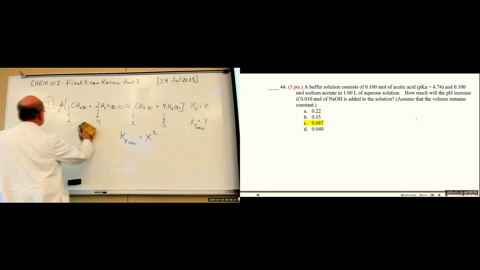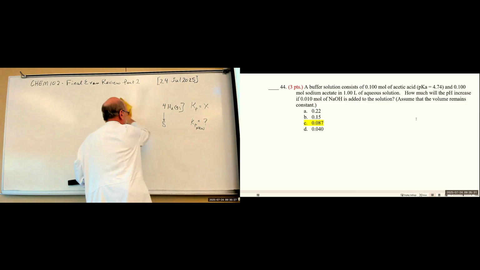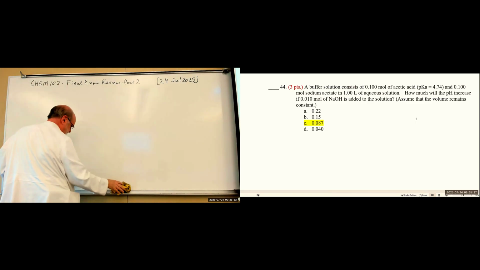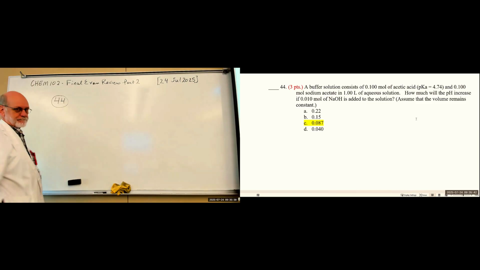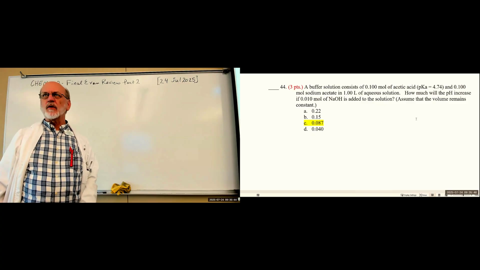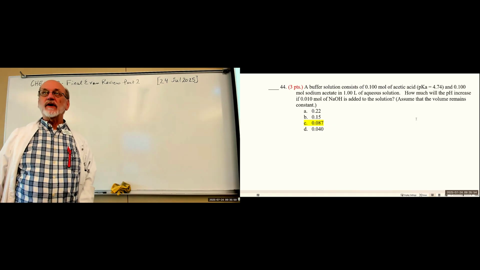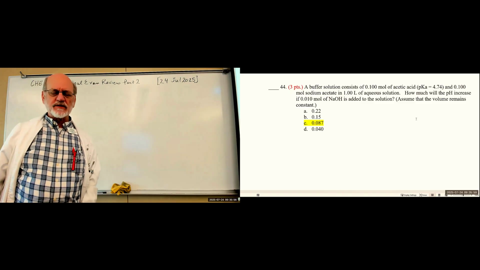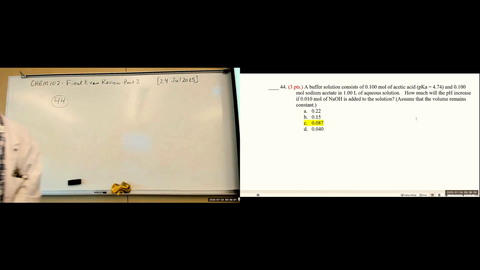Number 44. All right, a buffer solution consists of 0.1 mole of acetic acid and 0.1 mole sodium acetate in 1 liter. How much will the pH increase if 0.01 mole of sodium hydroxide is added to the solution? Assume that the volume remains constant. Okay, we have to make that assumption, otherwise it complicates the calculation considerably.